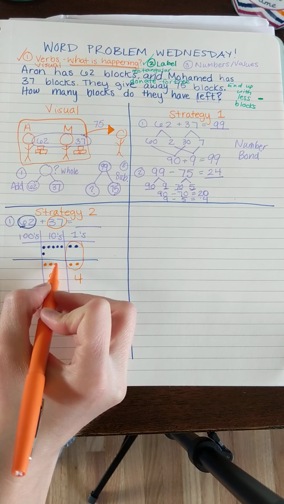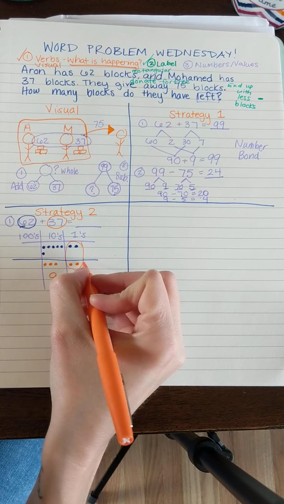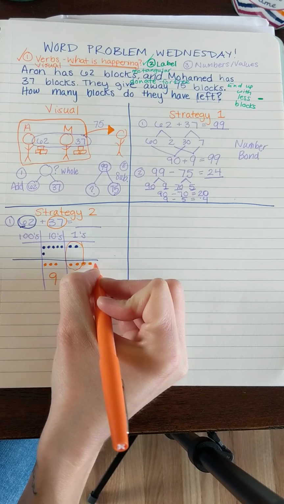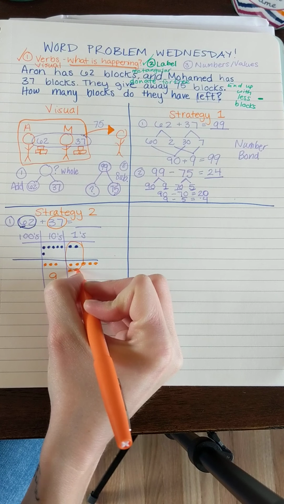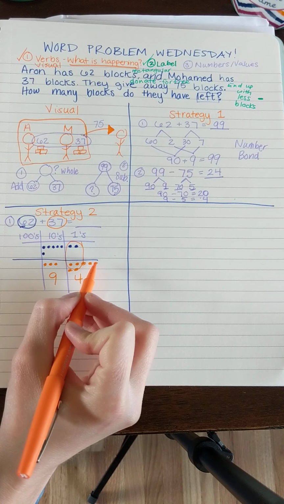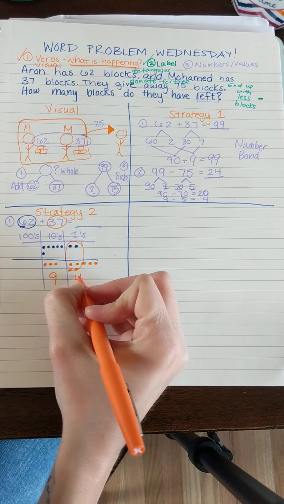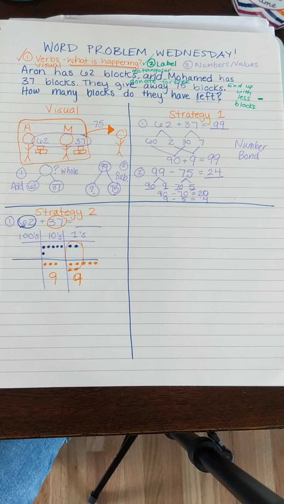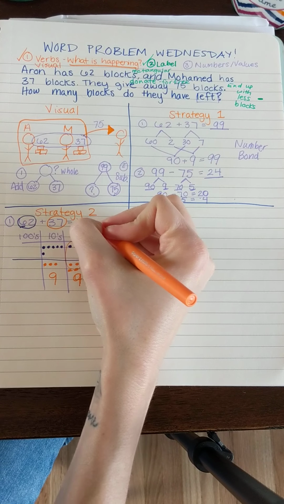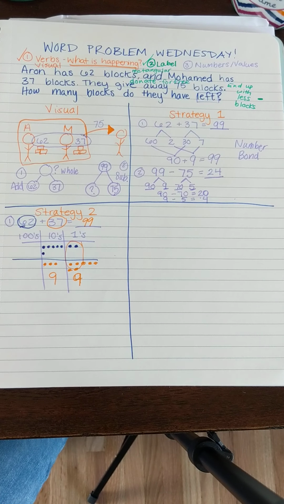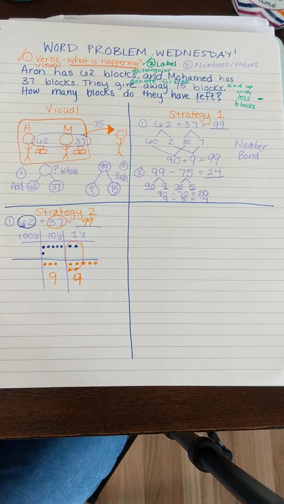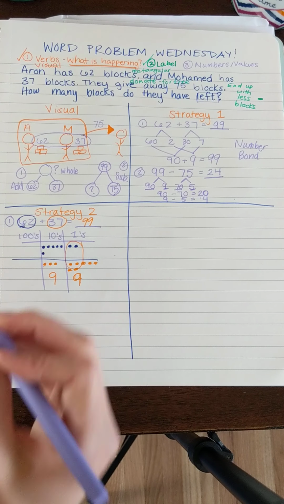So 10, 20, 30, 31, 32, 33, 34, 35, 36, 37. There we go. So this is 5, 6, 7, 8, 9. Should be 99. That's so much better. Now it does match. Whew. I'm glad that I was able to look back and say, wait a minute, there's something weird about that. Let me recount.